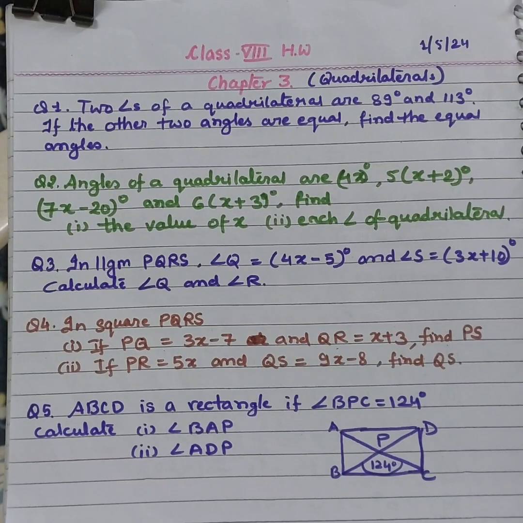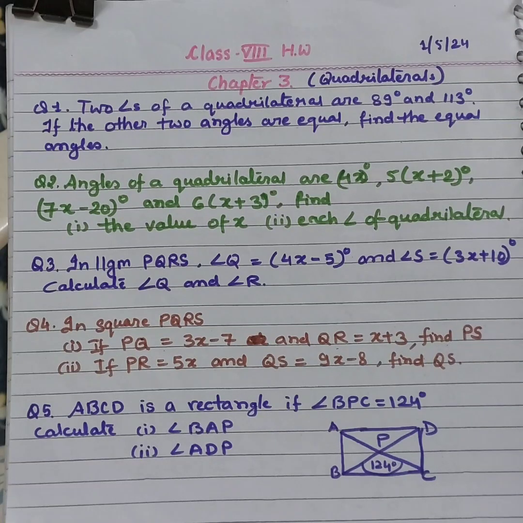So here you have to use the property of a quadrilateral: there are four angles, and the sum of the four angles is 360 degrees. Question number 2. Angles of a quadrilateral are 4x degrees, 5(x + 2) degrees, (7x - 20) degrees and 6(x + 3) degrees. Now you have to find the value of x, and second, each angle of the quadrilateral.